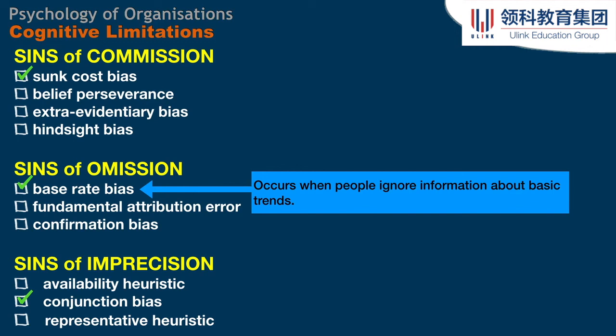So to sum up, we looked at one example of a sin of commission, one example of a sin of omission, and one example of a sin of imprecision. I invite you to look at the other ones on your own. If Cambridge ever asks about cognitive limitations, it would be difficult for them to expect that you would be talking about all 10 of them. So I would say talk about the ones that are probably easier to talk about. I actually chose ones that are maybe not so easy to talk about. Of the 3 I spoke about, maybe sunk cost bias is the easiest.